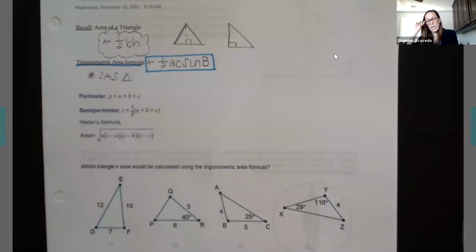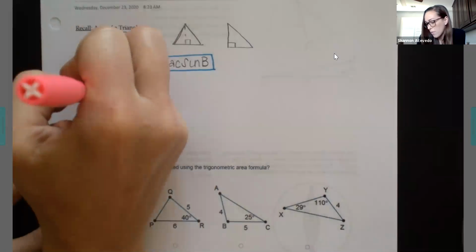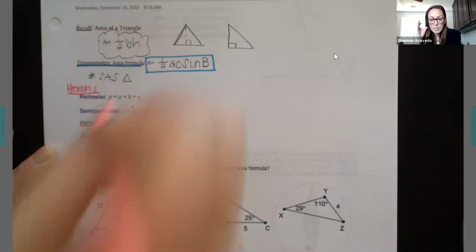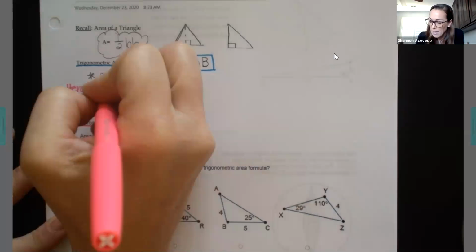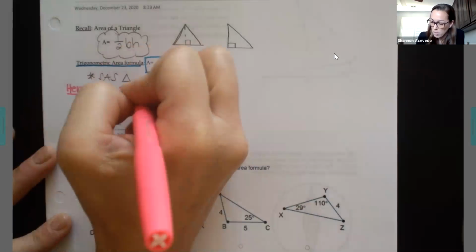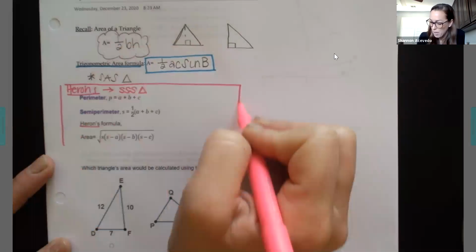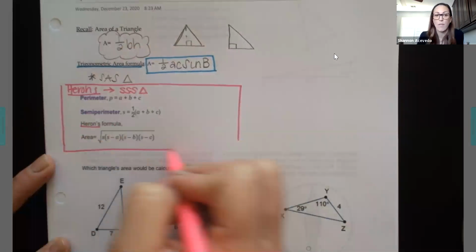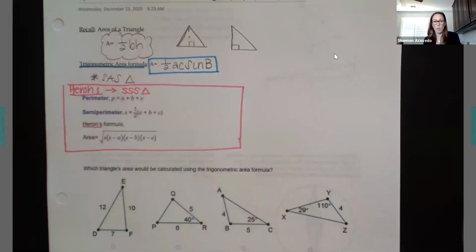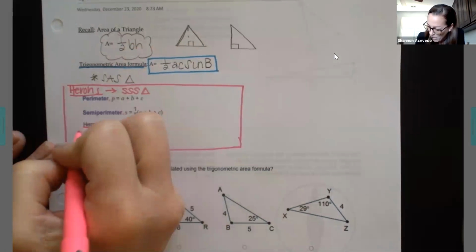The other new way is what they call Heron's formula. It's right here, but I'll write it up here as well. Heron's formula. Heron's works if we have a side, side, side triangle. So what that means is we know all three sides of the triangle. Then we're going to want to use this formula here. So the actual formula is this piece right here.